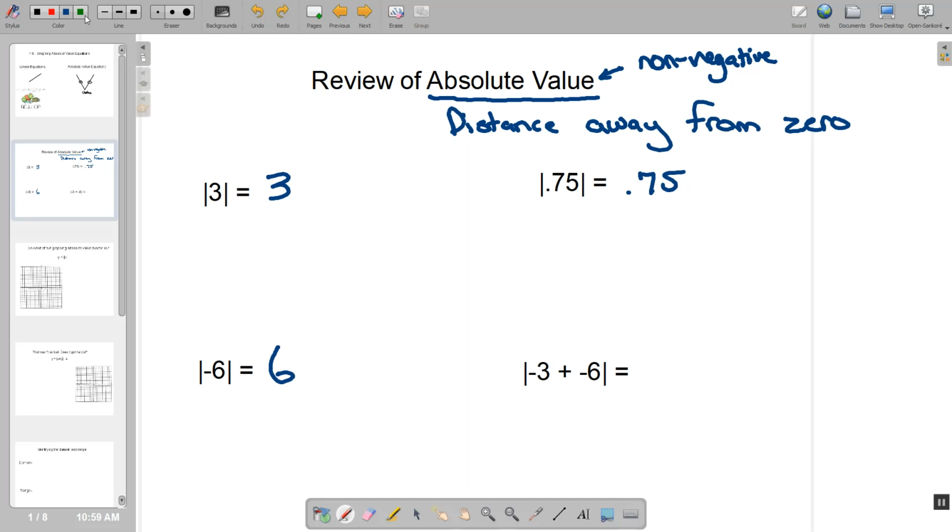And where we did them the most this year is when you have something like this where inside of the absolute value bars we have negative 3 plus negative 6. We have to think of it as there's also parentheses around here, which means we have to do all of this first. Then we take the absolute value of whatever our final answer is. So negative 3 plus negative 6 is negative 9. And the absolute value of negative 9 equals positive 9. So let's move on to some graphing.